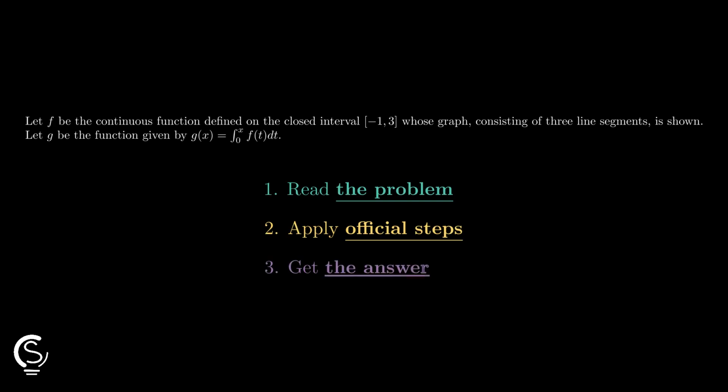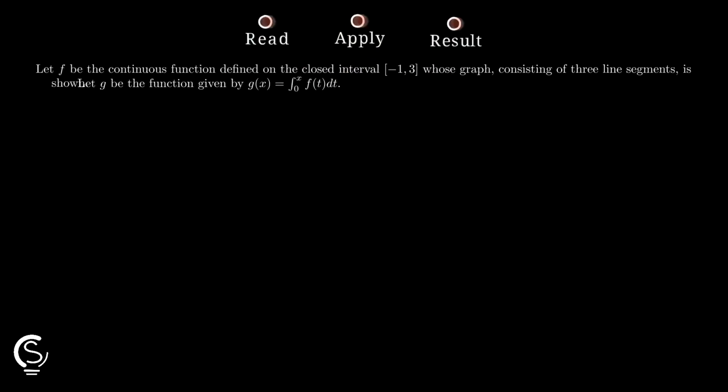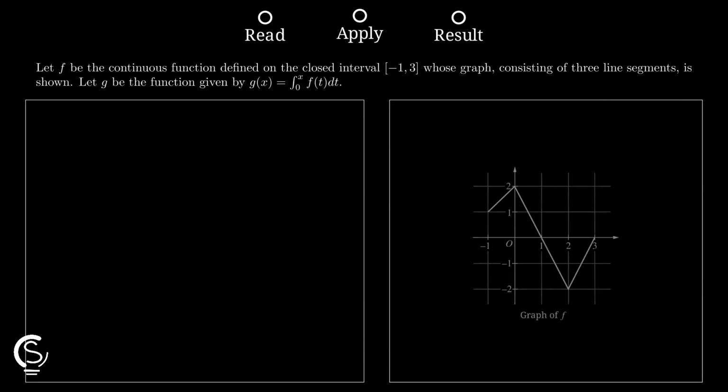Let's go! Part A, by the fundamental theorem of calculus, g'(x) = f(x). We see f(x) is less than or equal to 0 on the interval [1, 3], so g decreases on [1, 3]. Part B.